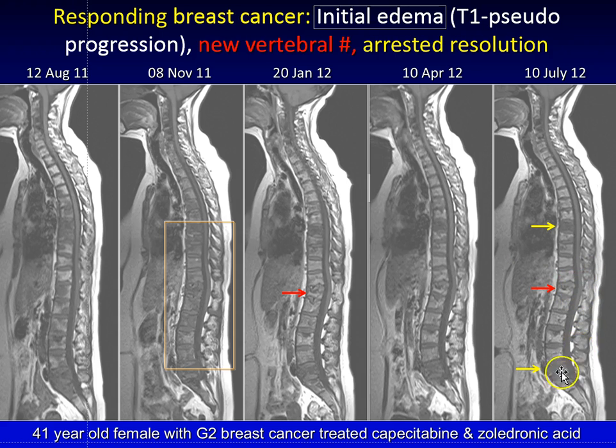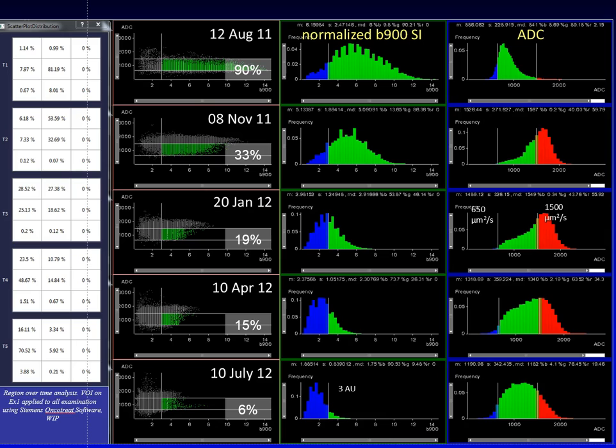But there are also bone marrow scars that are visible, and it's not possible to state categorically on the morphological sequences whether this is due to reactivation of disease or whether these are just scars. But I think the diffusion images were quite convincing that these in fact represent scars. What happens then to the ADC histograms?